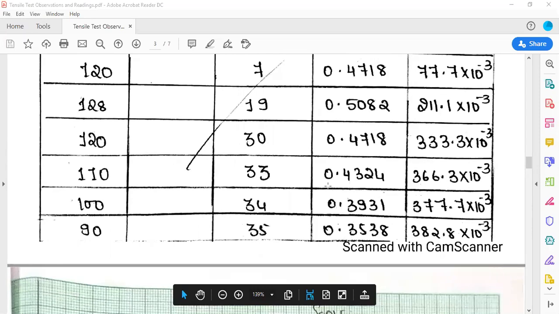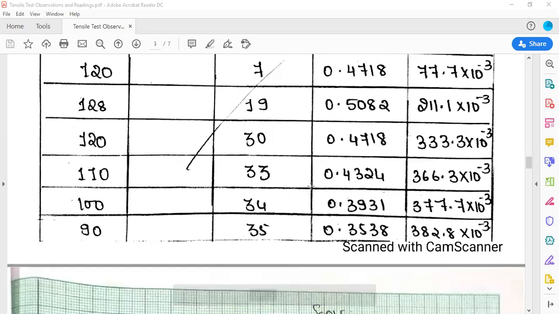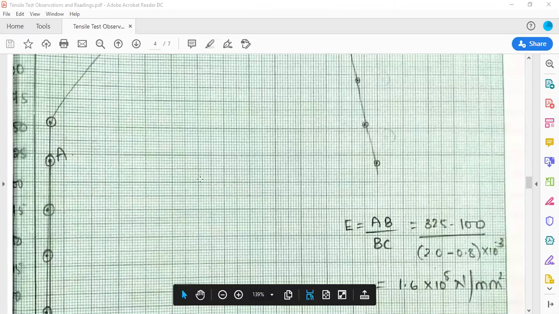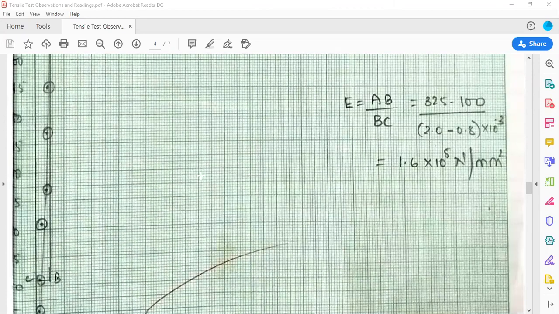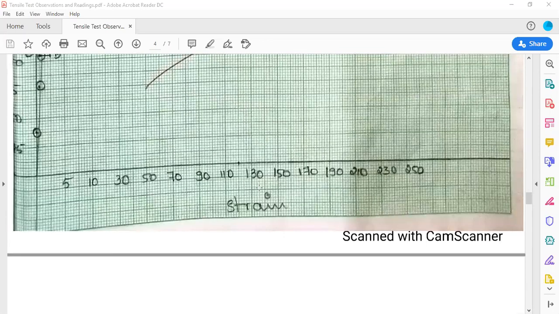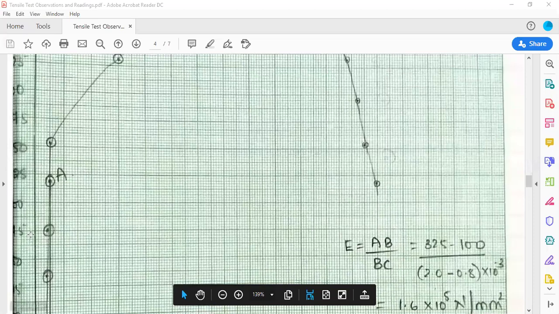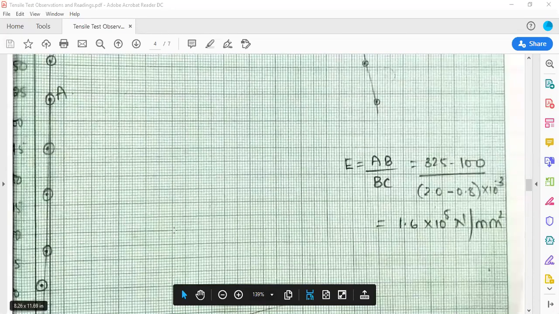Once you complete that, after that you need to draw stress versus strain. From that you are going to find out the Young's modulus of the specimen. The graph which you are seeing: in the x-axis, it is strain. You have to substitute the strain values which you have observed, and in the y-axis, you have to note down the stress observed in the specimen. Substitute the values, that is stress versus strain.